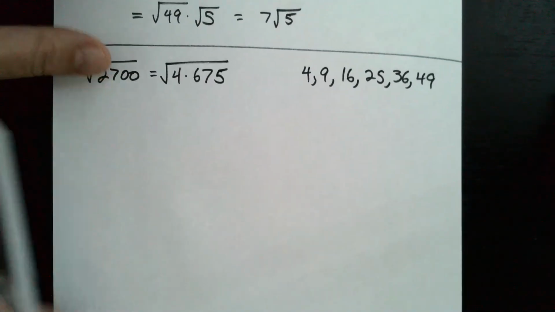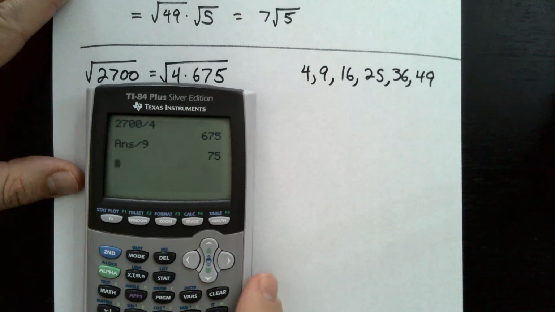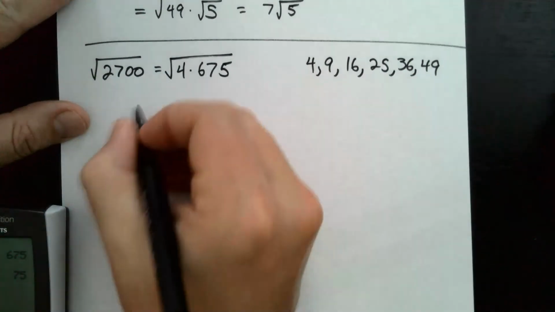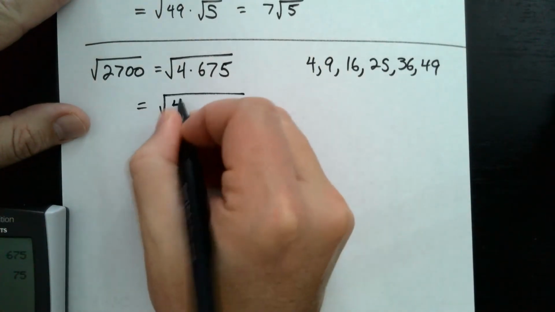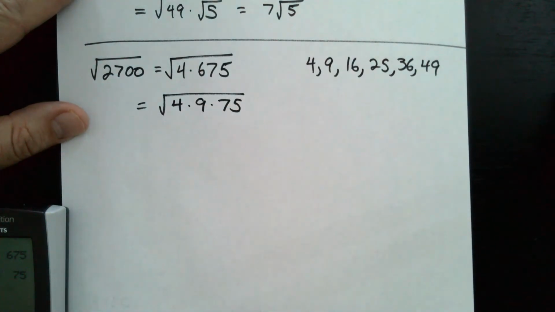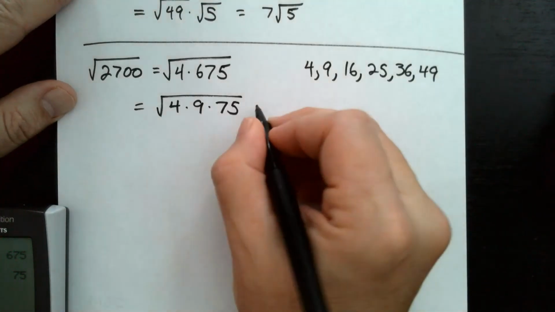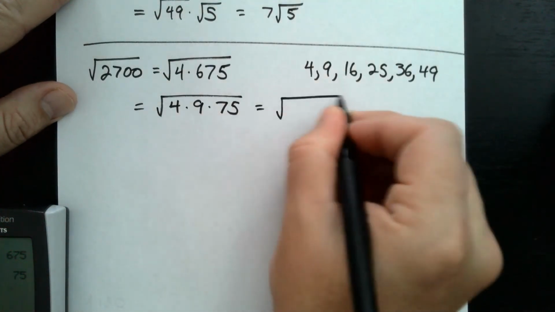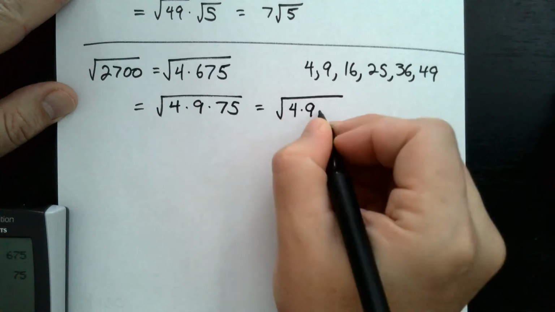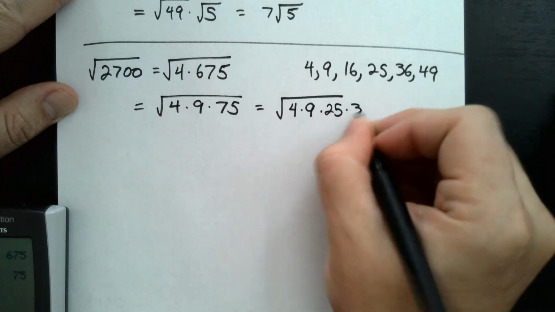So let's go to the 9. 675 divided by 9 also goes in, which gives us 75. So this becomes the square root of 4 times 9 times 75. And you may notice that 75 is divisible by 25. It goes in there 3 times. So let's go ahead and do that. Square root of 4 times 9 times 25 goes into 75 3 times.